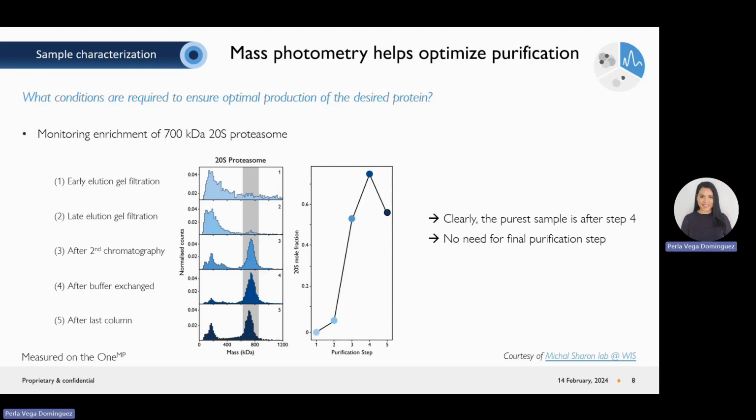If we were to plot the molar fraction or the percentage of the species that we wanted to characterize, meaning the 700 kilodalton species, we can clearly see that after the fourth purification step, which corresponds to this buffer exchange, is where the highest yield of the species that researchers wanted to purify is showing. So there's clearly no need for a fifth purification step, and the purification protocol can be shortened. This shows how mass photometry can help you to understand or monitor your purification processes better using minimal sample.